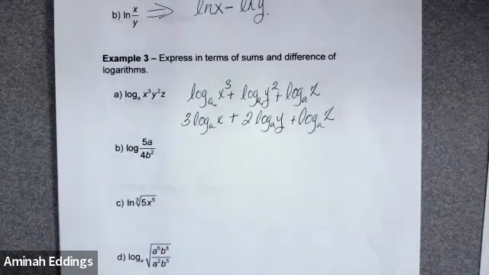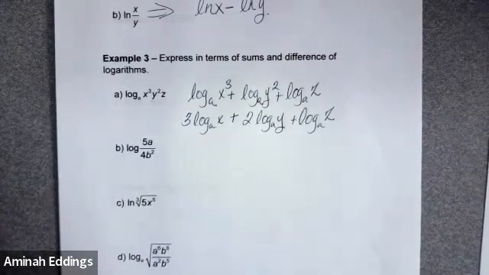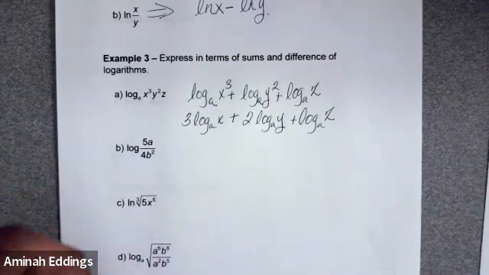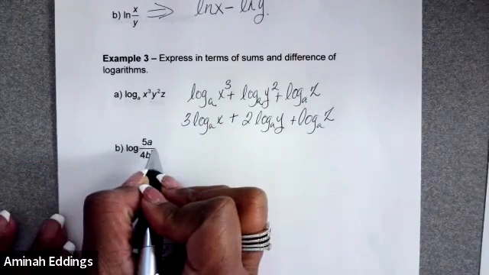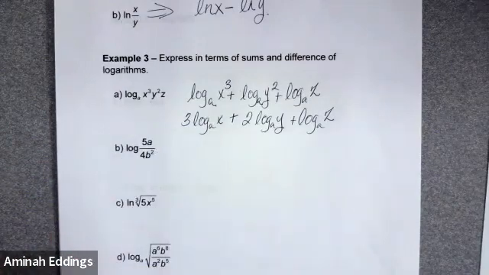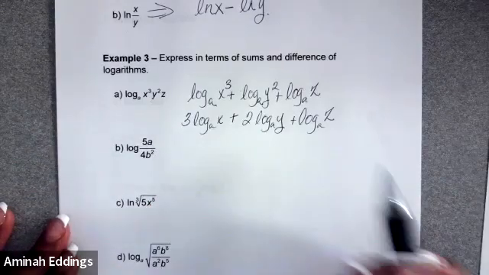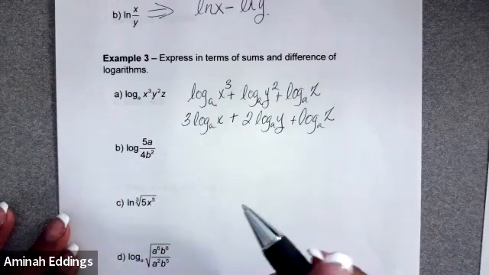All right, what about B? Okay, what do you recognize? Good. Have a bar, so that does mean division. What else? Good, so that's going to be your power property. And then one more thing. So that's multiplication, right? Okay. All right, so let's do it.